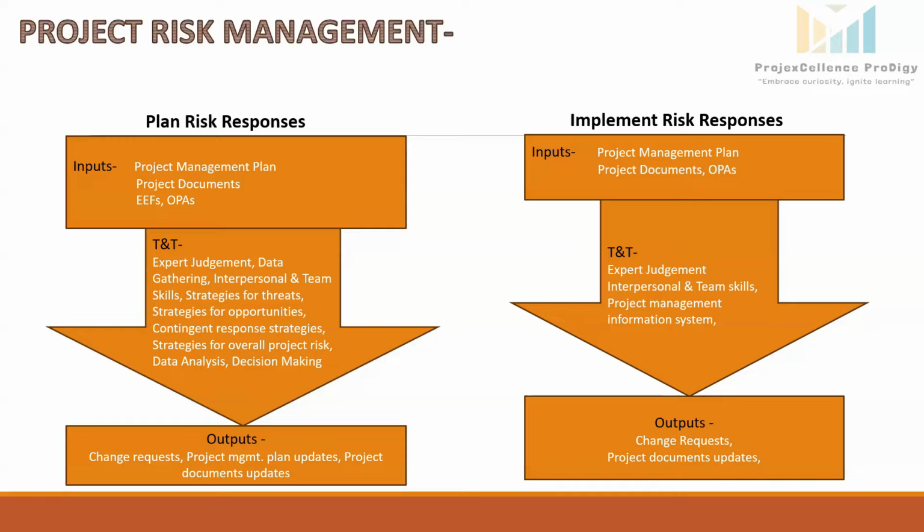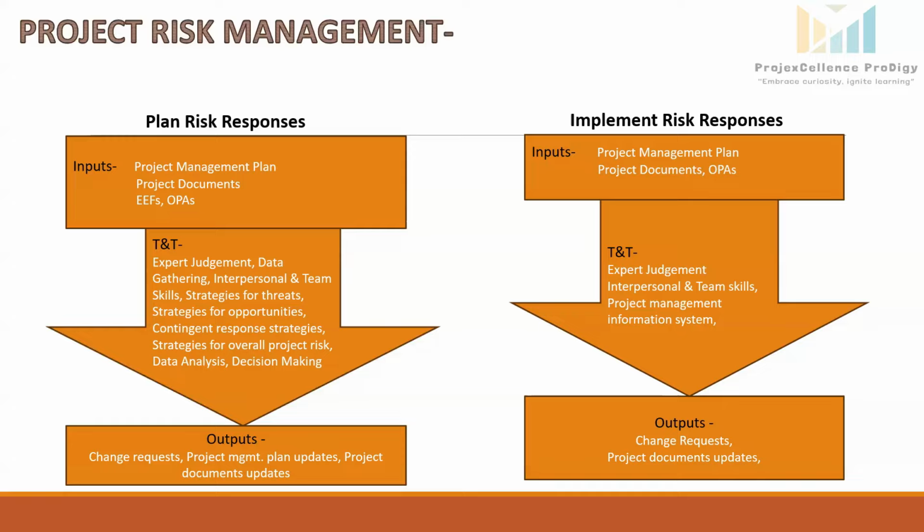Strategies for threats, negative risk. There are 4 strategies: avoid, mitigate, transfer, and accept. Avoid means completely remove the risk by changing the plan. For example, if the selected transformer supplier has a history of late delivery, we can decide to choose a more reliable supplier to avoid the potential delays.